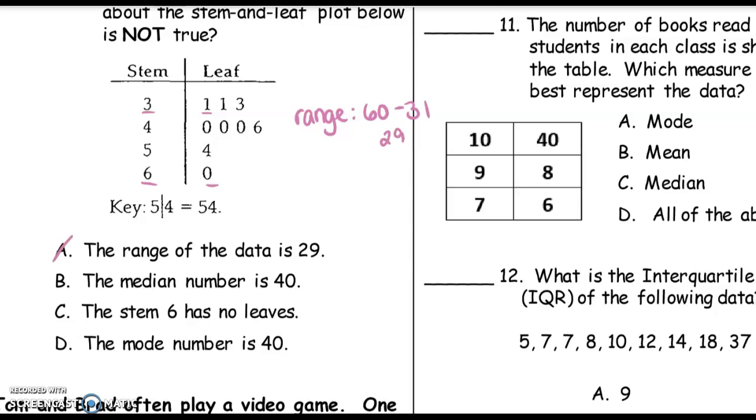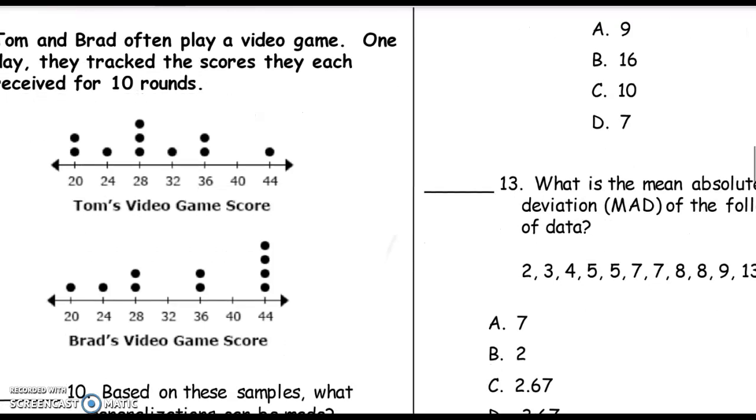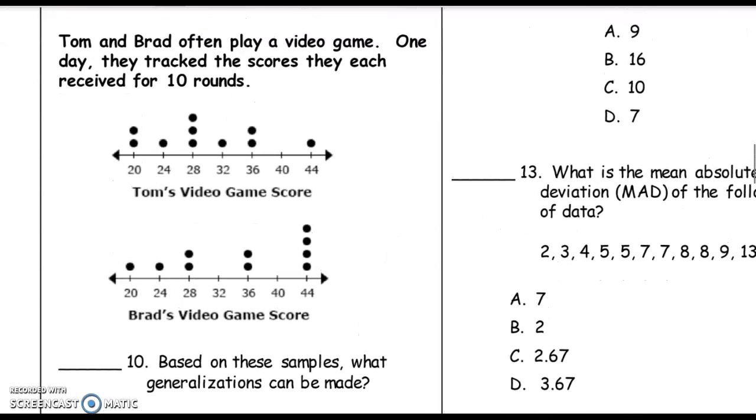I'm looking for things that are not true. I can kind of see C right away. The stem 6 has no leaves. No, the stem has a leaf. It's 0. So it should be 6 bar 0 is 60. So C is wrong. So I'm going to have to calculate the rest because C is not correct. That's kind of nice.